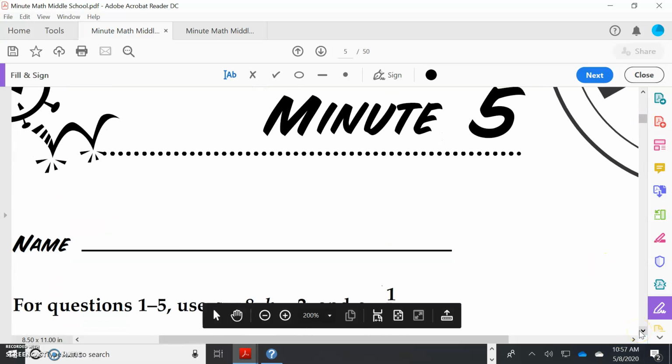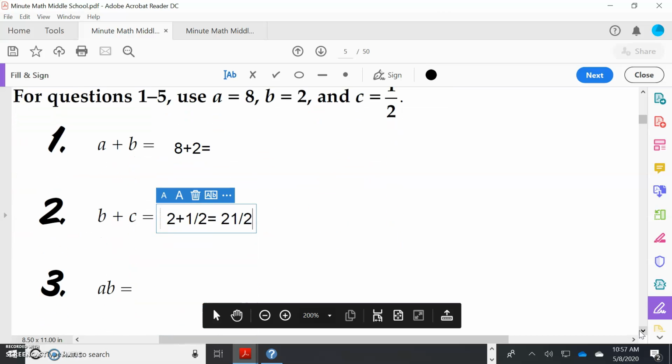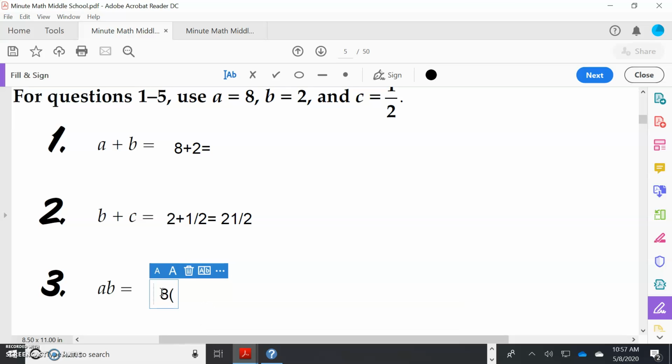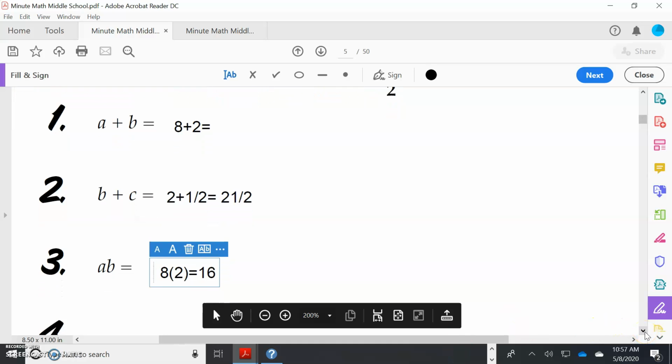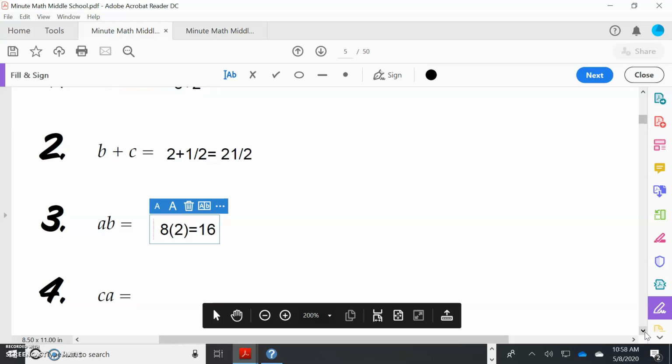So let's go down to number 3. Now we're going to do A times B. AB is the same as A, which is 8. 8, and then we'll use parentheses for multiplication because it means the same thing. So we'll do it this way this time. You can do it all different ways, but we'll do it that way. 8 times 2 is equal to, and in case you're forgetting your multiplication, I will tell you that one's 16. So you can just write down for number 3, 8 times 2 equals 16.